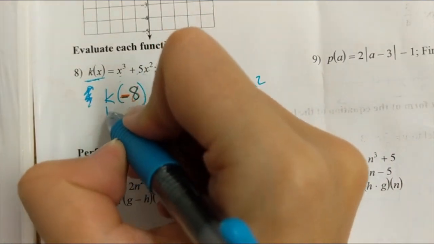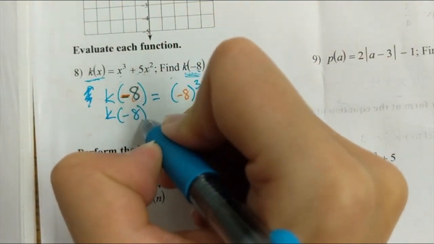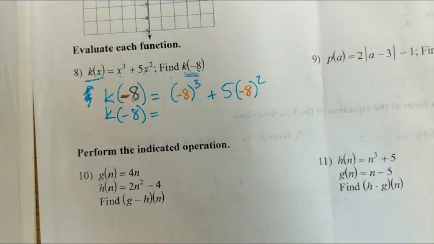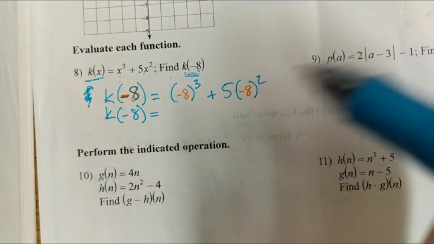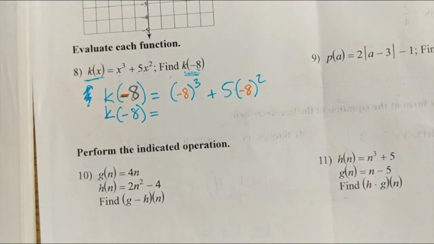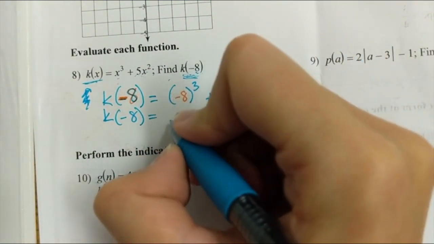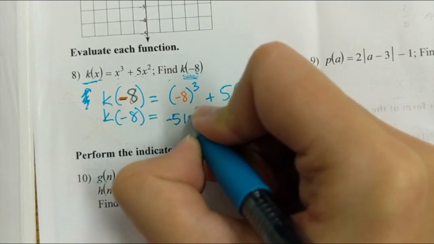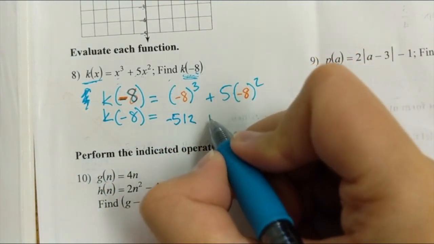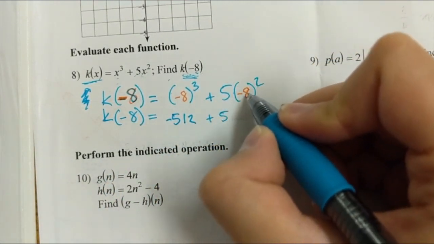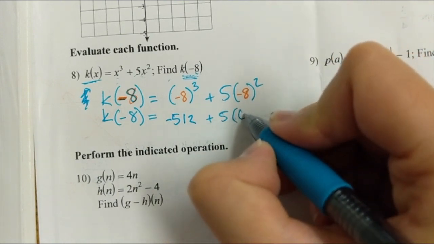All right, k of negative 8 equals negative 8 cubed, which you hopefully don't have on the test, because it's kind of a big number. But anyways, negative 8 cubed is negative 512. And then we have plus 5 times whatever negative 8 squared is, which is 64.